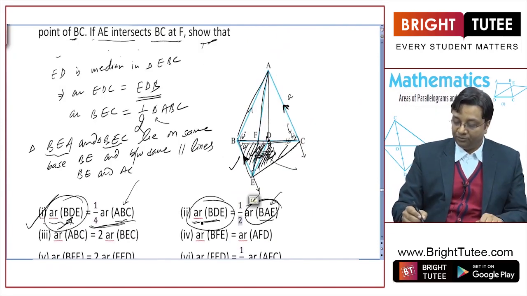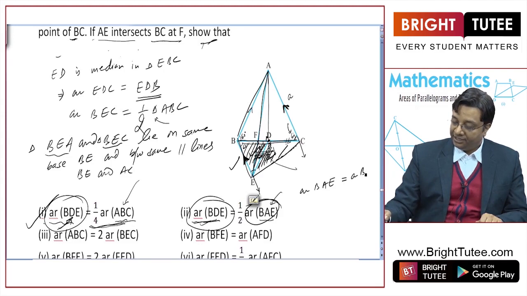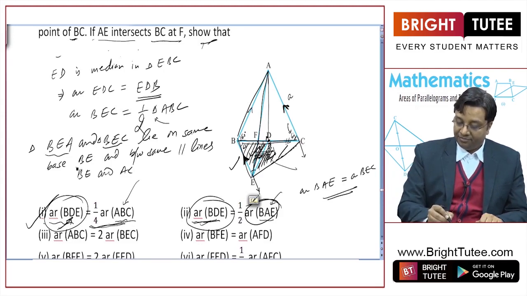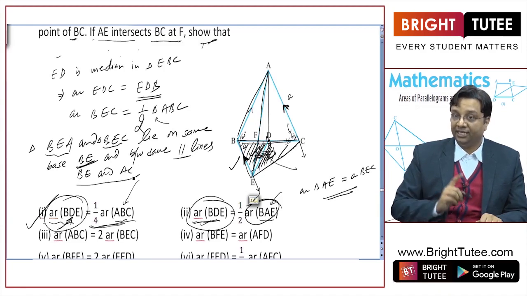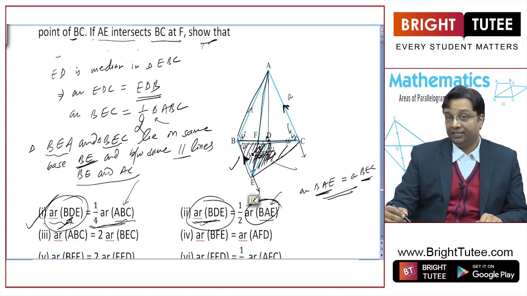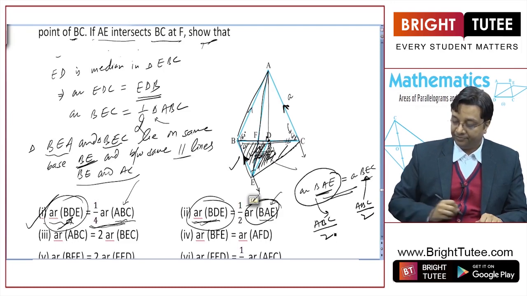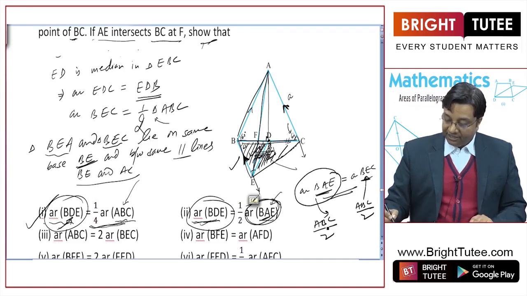Okay. I need to prove that area of BDE is half the area of BAE, and I have already proved that area BAE is equal to area BEC, because these lie on same base BE and between same parallel lines BE and AC. Now BAE and BEC are equal in area, and BCE is half the area of ABC, right? So BAE will also be half the area of ABC.